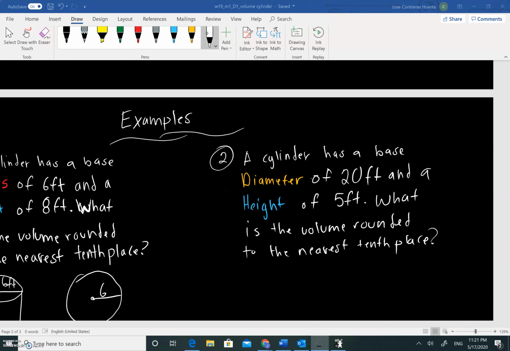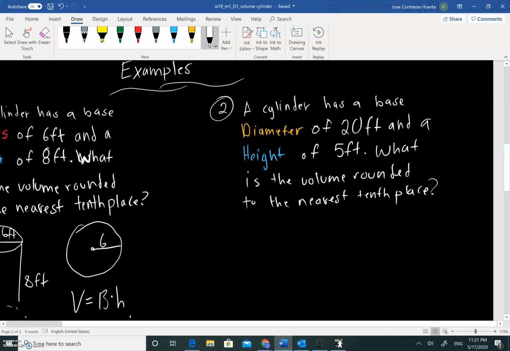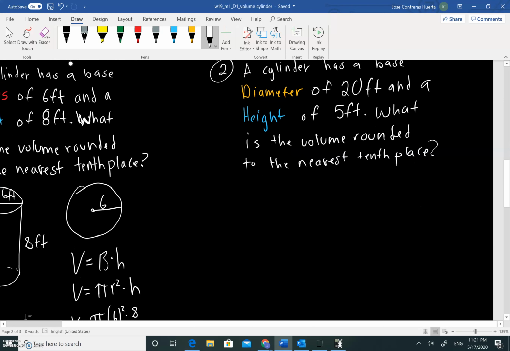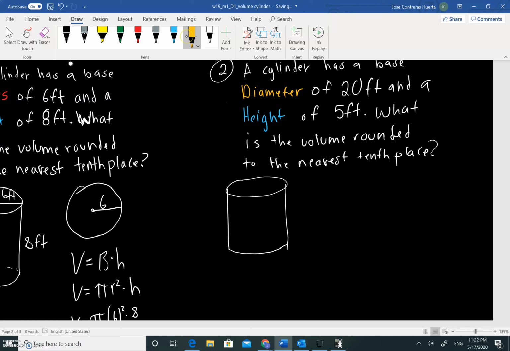Okay, example number 2. A cylinder has a base diameter of 20 feet and a height of 5 feet. What is the volume rounded to the nearest tenth place? So again, we always start by drawing a diagram. So I'm going to draw my cylinder. Now in this case, because the height is 5, I'm going to make it not as tall as the last one. Just like this. And now the key part here is that the diameter is 20 feet. So the diameter, if you remember, that's this part, right? So let's actually do that in yellow. So that's this. So this whole thing is 20. And the height is going to be 5, right?